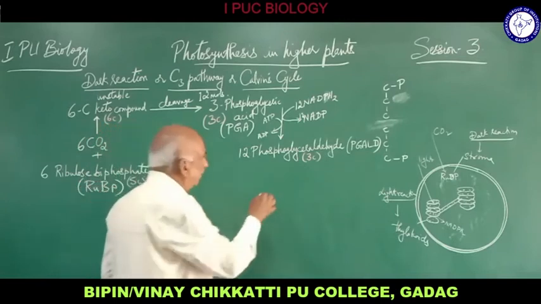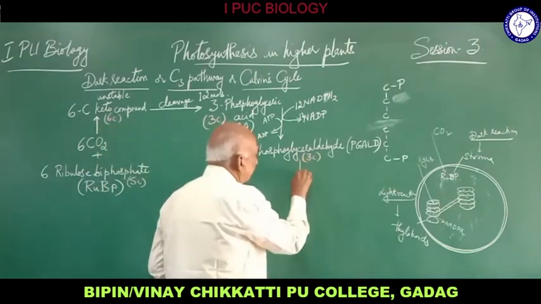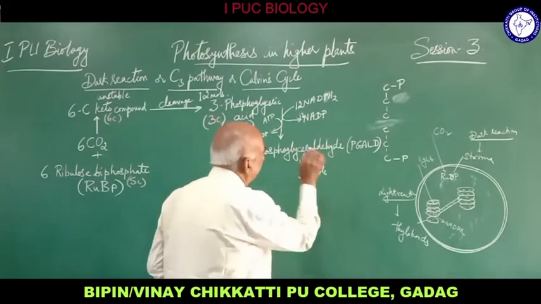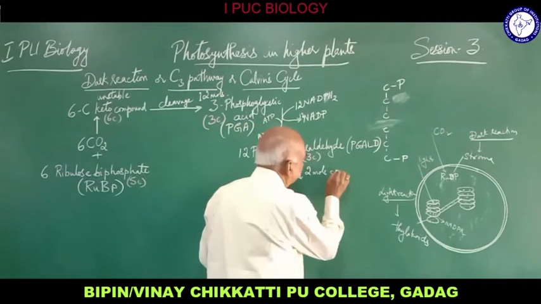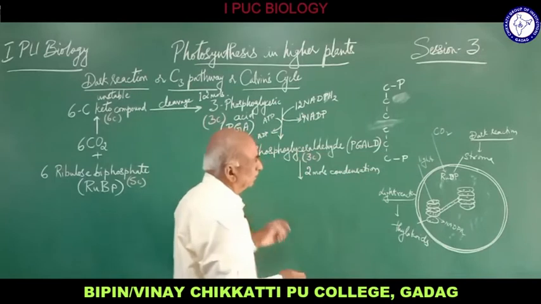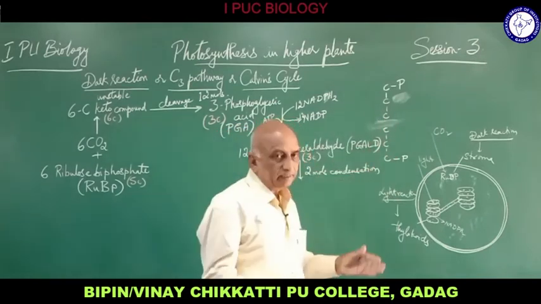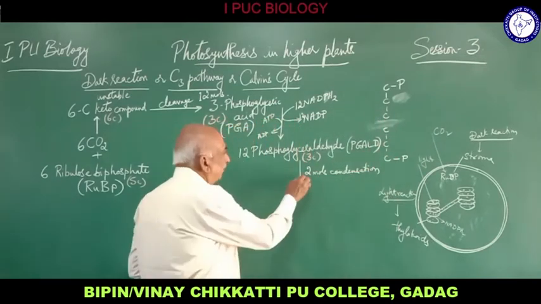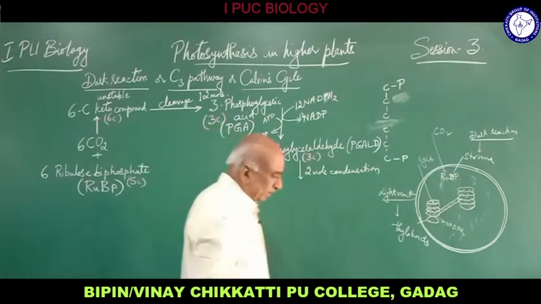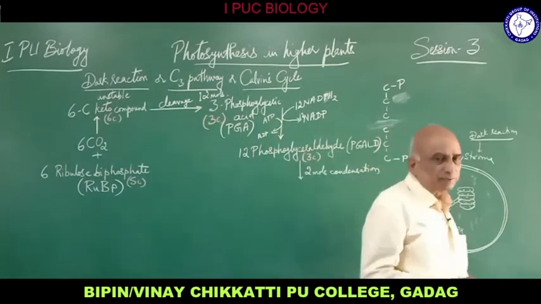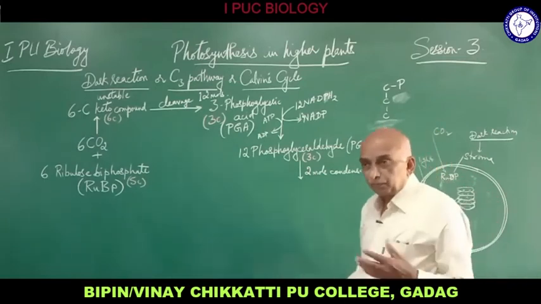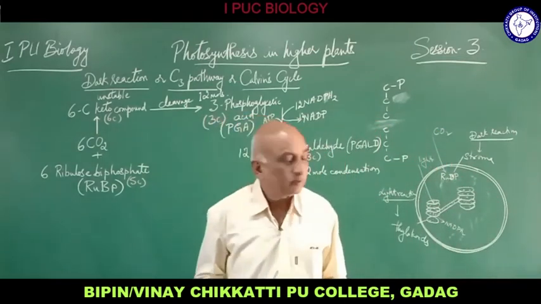Now out of the 12 PGALD, 2 molecules condense, they combine. So PGALD and PGALD combine and form, actually, glucose, but there is a process for how glucose is formed. So 2 PGALD actually combine to form fructose diphosphate, because 2 phosphates are there.